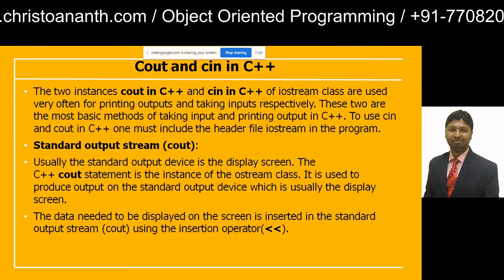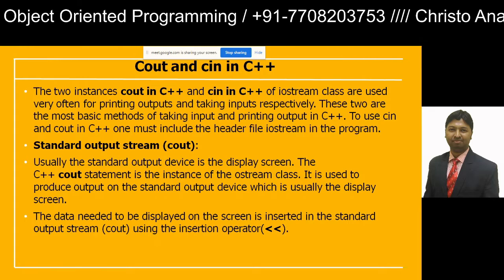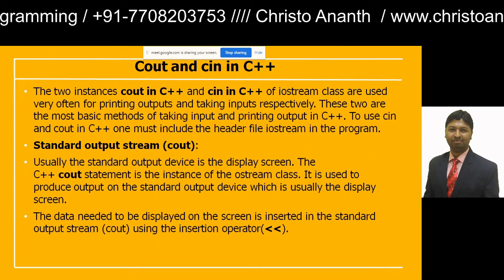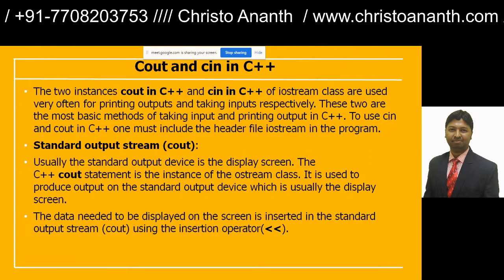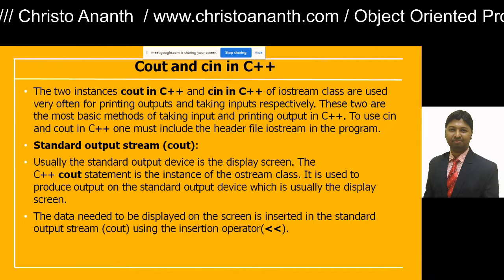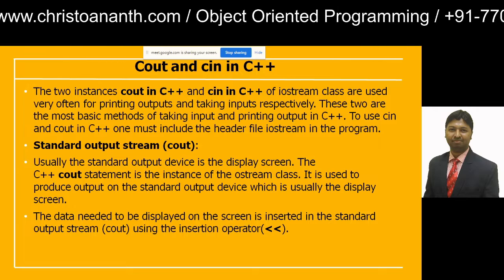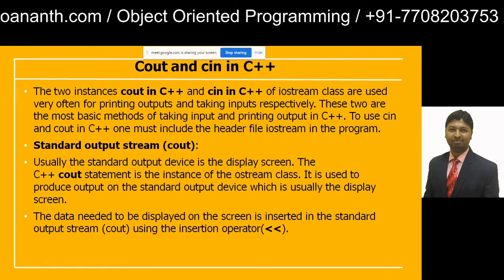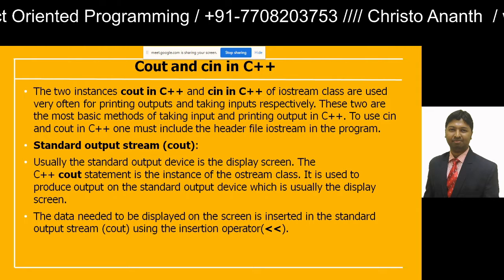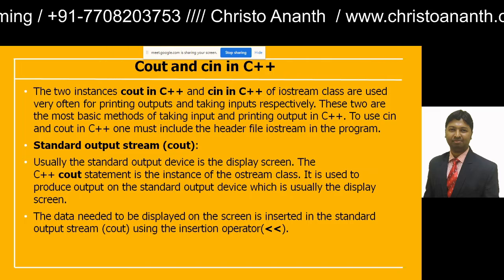In the case of the standard output stream, you generally use the standard output device, called the display screen. In the C++ output statement, you include the data which is going to be displayed on the screen. Generally it is being inserted, so once it's inserted into cout using this insertion operator, it gets displayed on the screen successfully.